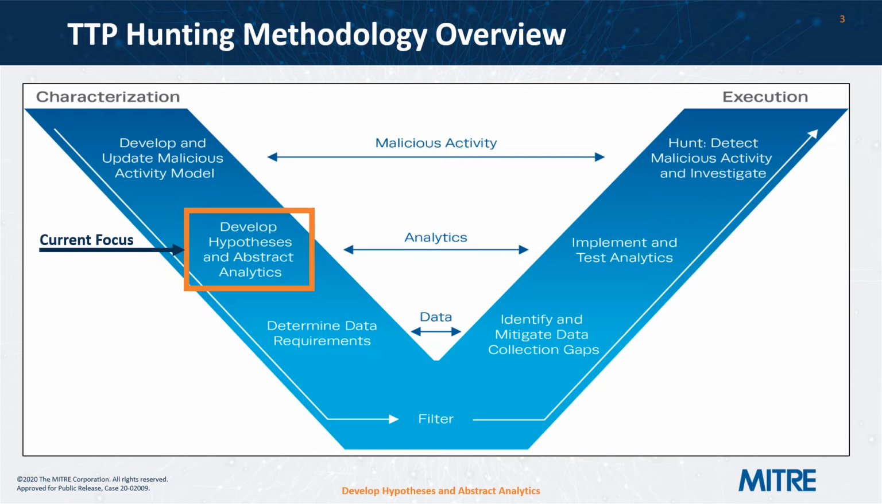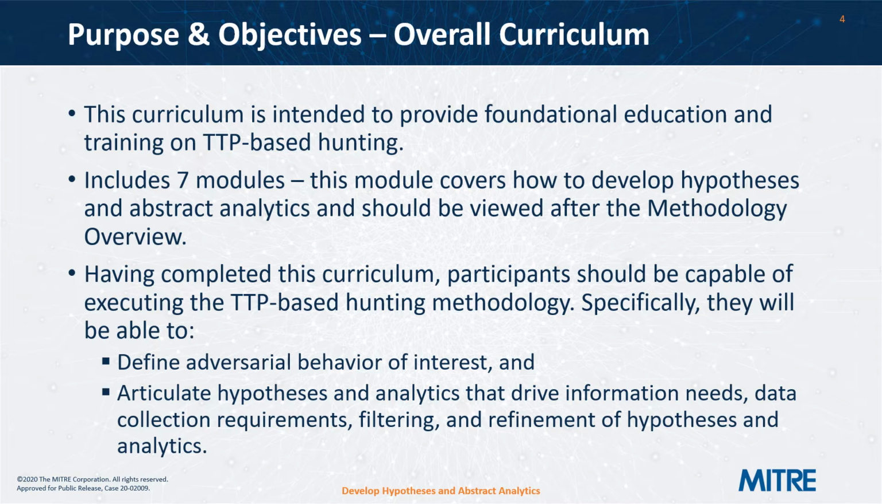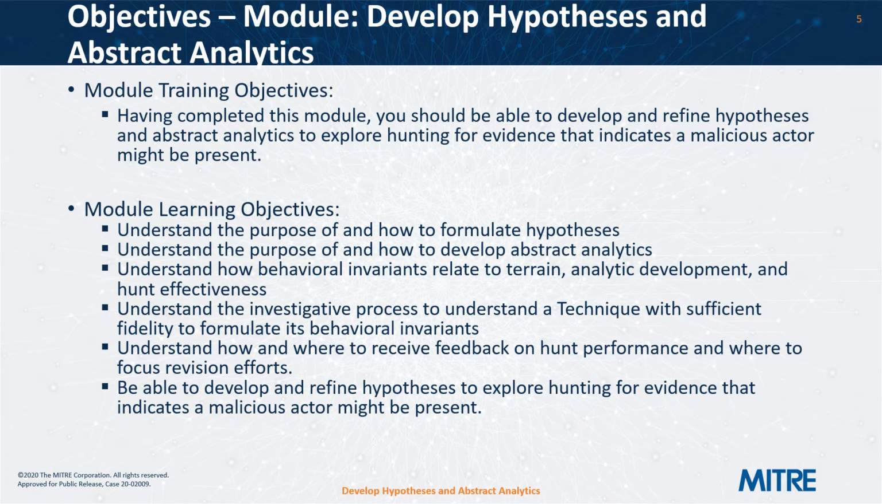In this module, we're focused on the second step, developing hypotheses and abstract analytics based on knowledge of malicious activities. At the end of this course, you should have the knowledge you need to start implementing this yourself to help defend your own systems. In addition to leveraging existing analytics and data collection recommendations, you'll be prepared to create your own. At the end of this module, you should have the knowledge you need to begin developing your own hypotheses and abstract analytics based on information about TTPs.